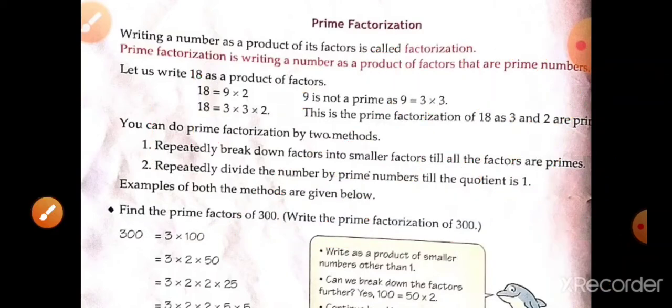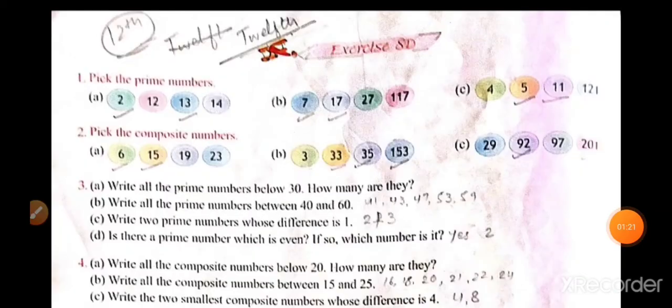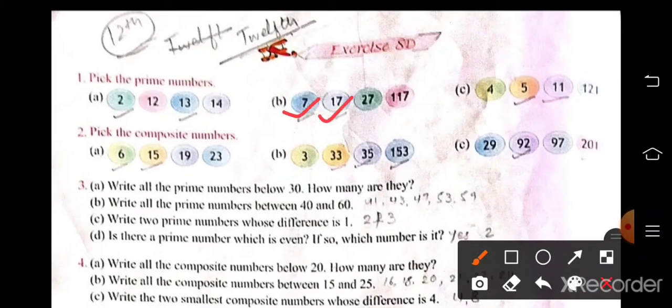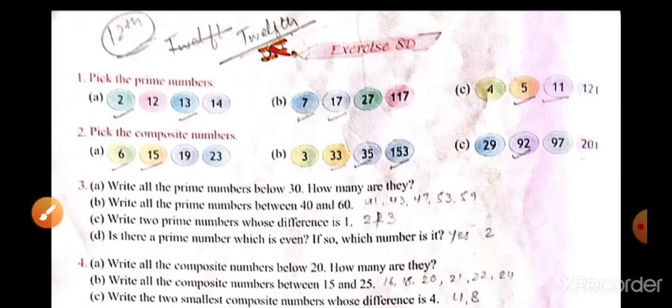Okay, now the exercise time. Exercise 8D. Question number 1. Pick the prime numbers. A part: 2, 12, 13 and 14. So here 2 and 13 are the prime numbers. Okay, 12 and 14 are composite numbers. Now B part: 7, 17, 27 and 117. So here 7 and 17 are prime numbers and these are the composite numbers. Okay, so like this you have to do this one also.